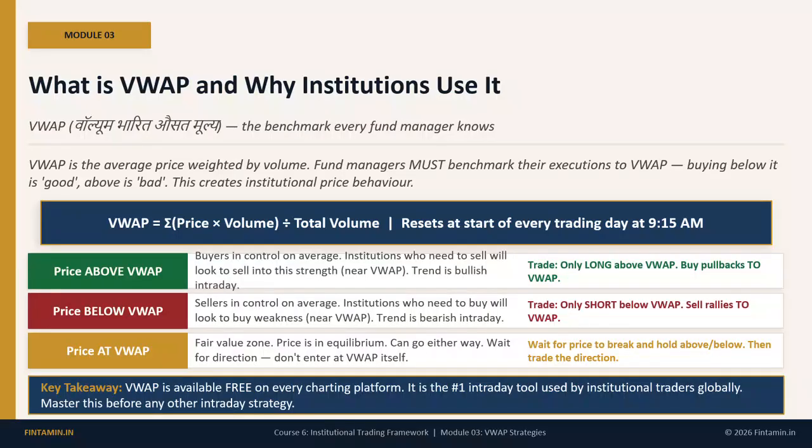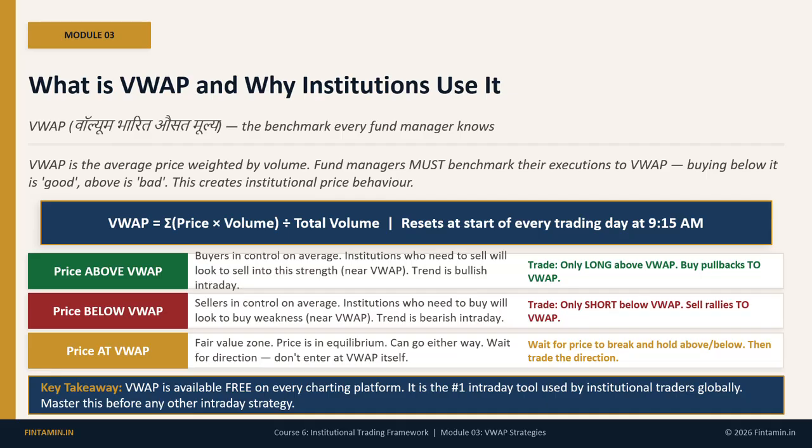What is VWAP and why does it matter? Let me tell you. VWAP is the average price weighted by volume. Formula: sum of price times volume divided by total volume. It resets at the open of every trading day, that is 9:15 a.m., and continuously recalculates throughout the session.